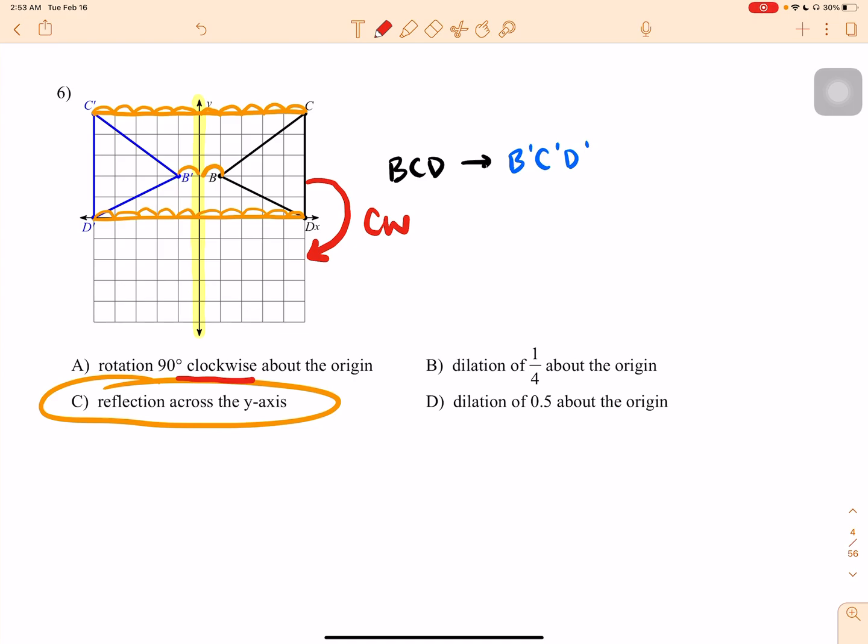If it was clockwise, it would have to move 270 degrees to even get back up into that quadrant. But with 90 degrees clockwise, it would end up somewhere in this one, and that's not where our new shape is. So you could have read that and crossed that one out. A dilation of 1/4 means that the new shape is smaller. It is not. And a dilation of 0.5 also means it's smaller. It is not, right? It's still the exact same size. So this answer is C.